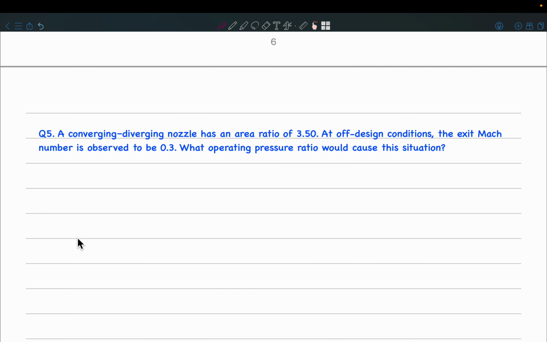Can you tell me how will you start? Okay, so we are given the area ratio. Let me first consider a converging diverging nozzle over here. What is defined as the area ratio of a CD nozzle?